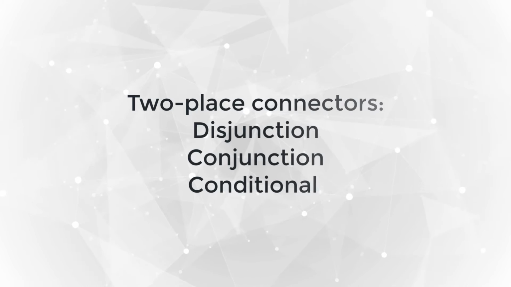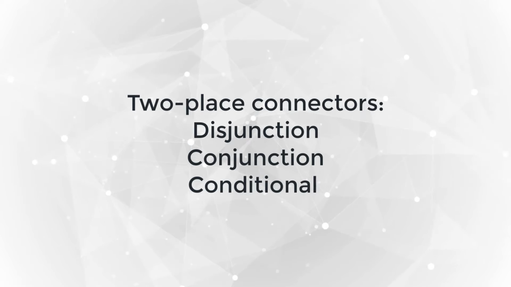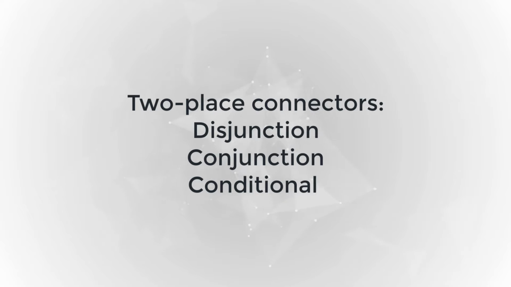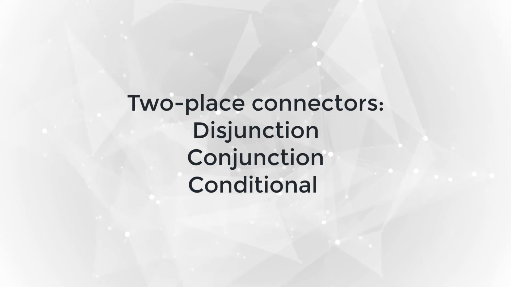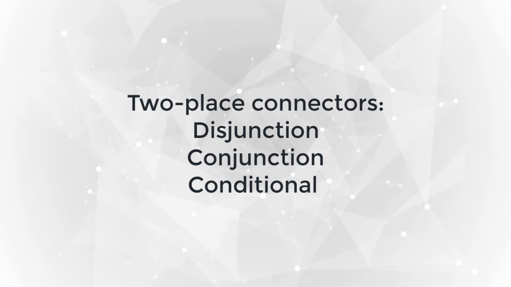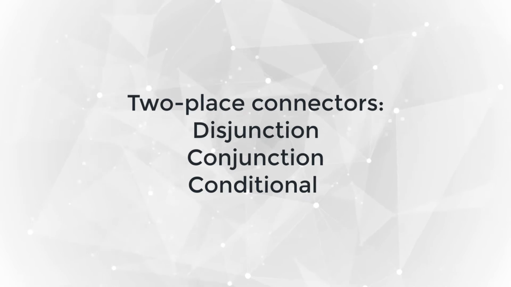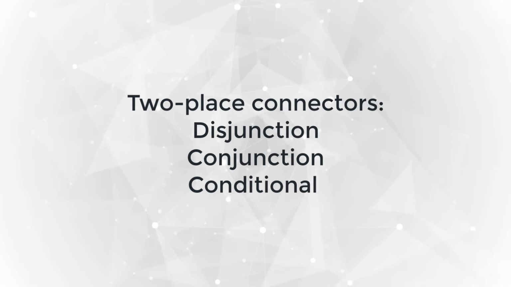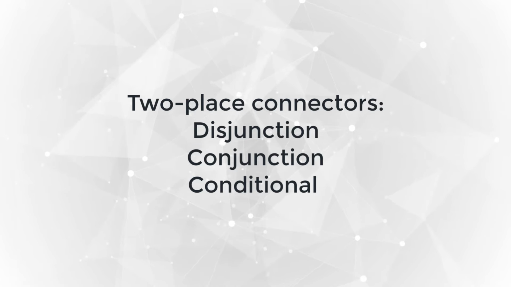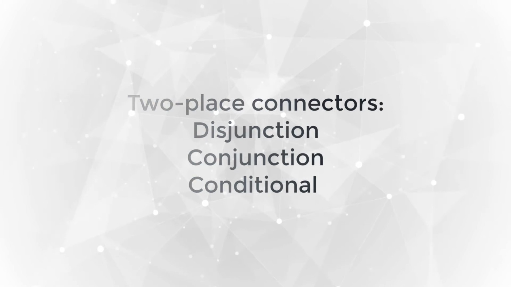The other kind of connector is what we'll call a two-place connector. And there's three of these: disjunction, conjunction, the conditional. And again, if you think of it like Legos, really what we're saying is that if you have two things, your two-place connector just takes two things and puts them together. Now this is really good to keep in mind because as we're working on our logic problems, what we're going to find is that in most cases we're working with two-place connectors.